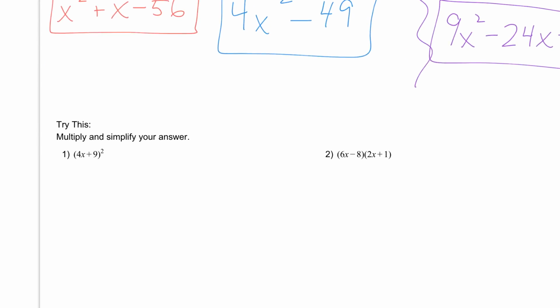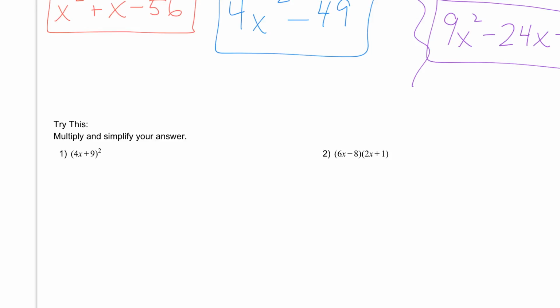Next, there are two try this for you to work on. So go ahead and do those. Pause it now, unpause it when you're ready to check your answer.